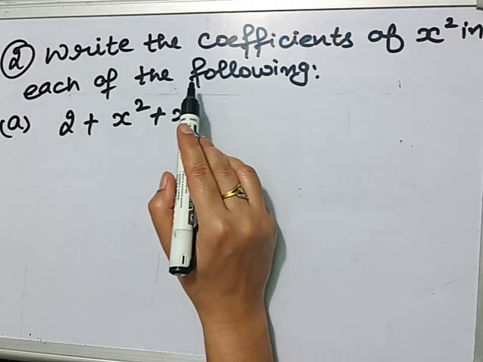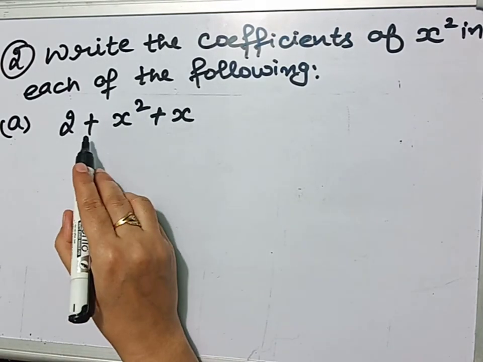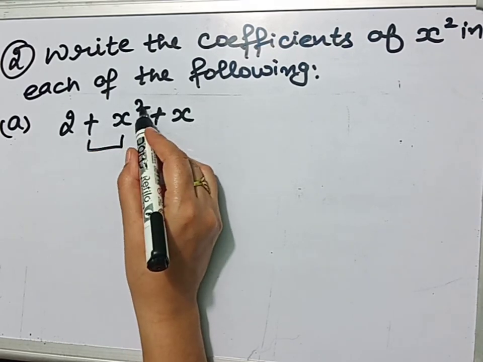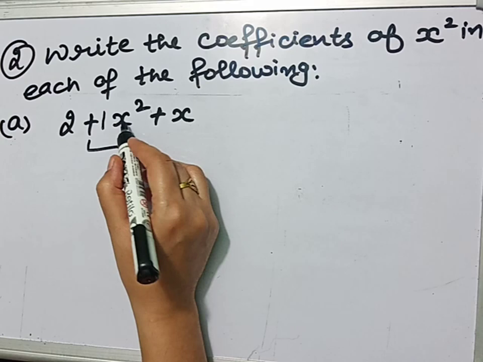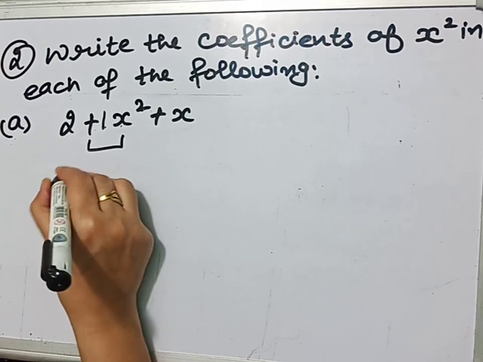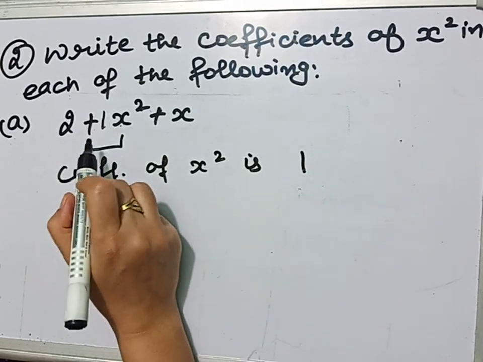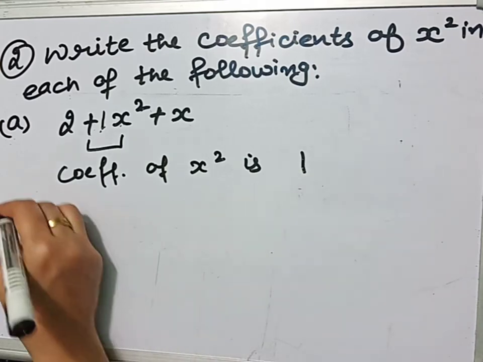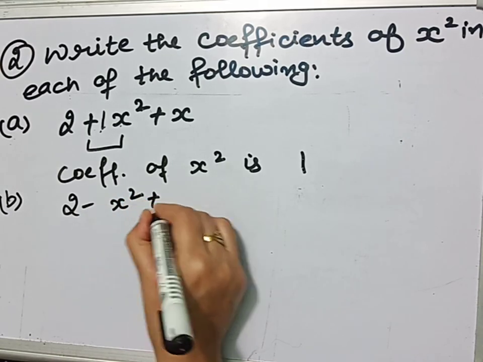Second question is, write the coefficients of x square in each of the following. Now we have to write the coefficient of only x square. Now you can see what is the coefficient of x square. No number is there, so we can write here 1. You can see here plus 1 is the coefficient of x square. So answer will be coefficient of x square is 1. You will not write it as plus 1. It is already understood that 1 is positive. Now B part is 2 minus x square plus x cube.